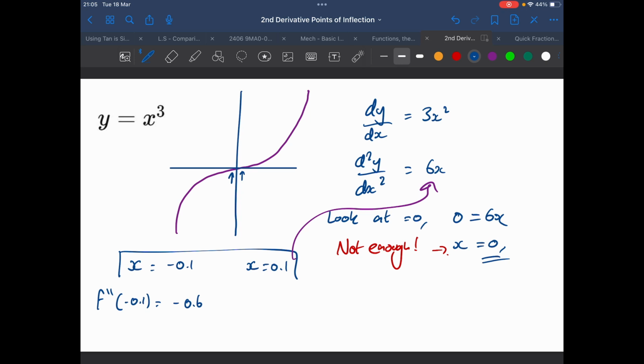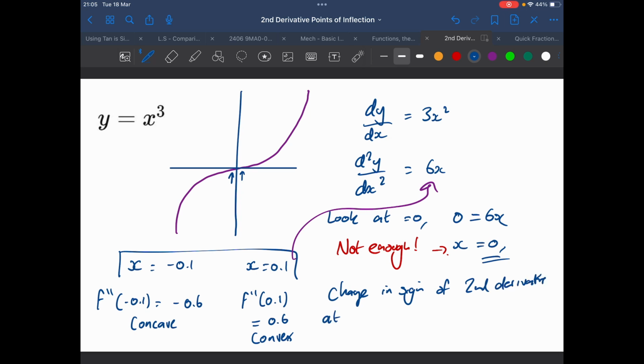So if it's minus 0.6, it's telling me that it's sort of changing in a negative way. It's telling me that it's concave at that point. If I do the same thing here with 0.1, I'll get a positive 0.6, which is convex. So there is a change in sign of second derivative at x equals 0. Hence, there is a point of inflection. And, visually, we can kind of see that as well, okay? It's when it's changing from one to the other.